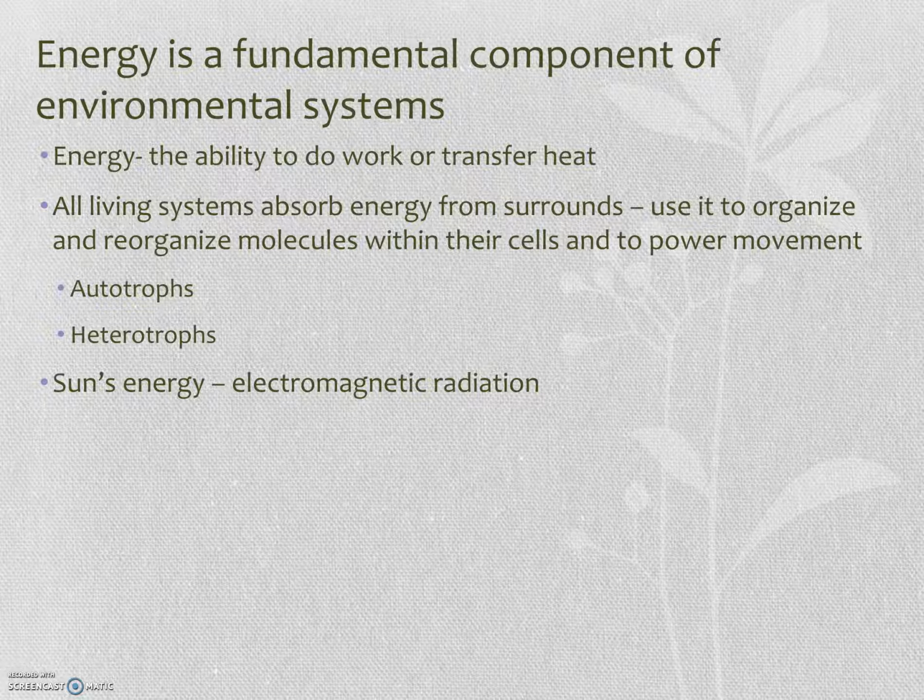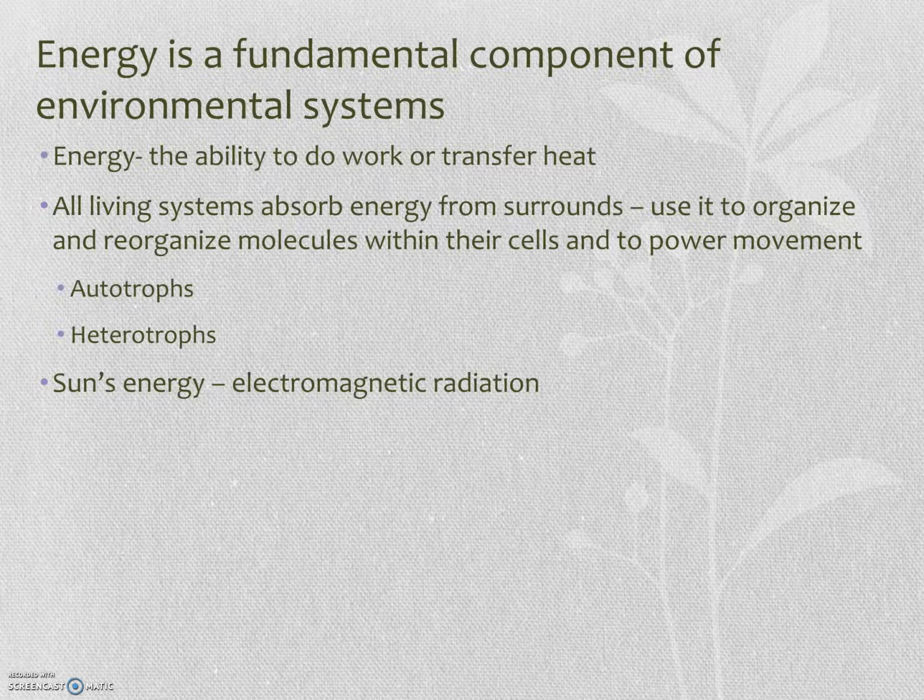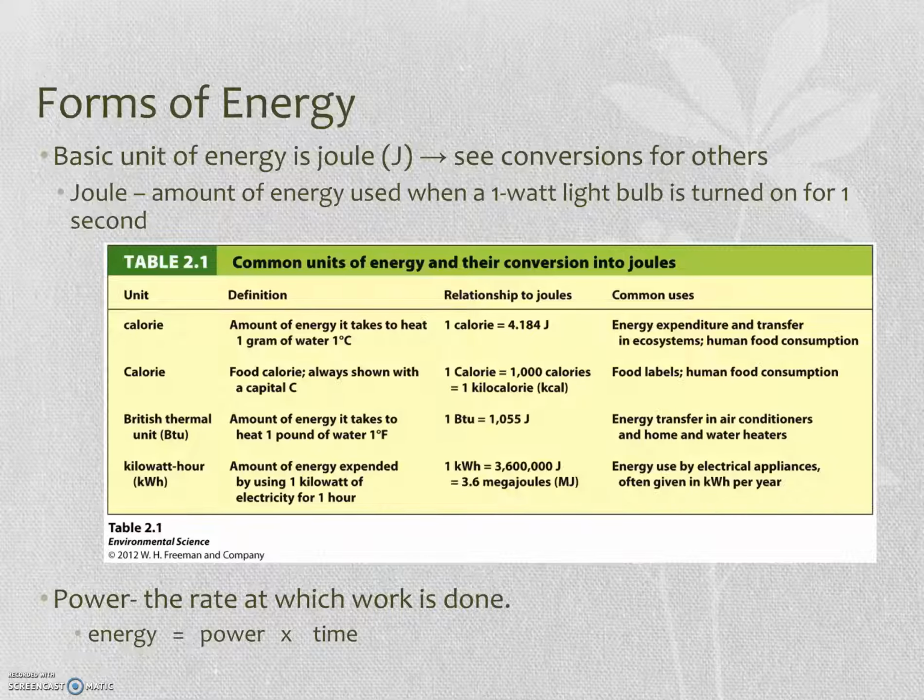So if we're looking at living systems and energy, they all absorb energy from their surroundings. We have autotrophs, which make their own food, and heterotrophs, which must consume food. The sun's energy is a form of electromagnetic radiation. Our basic unit of energy is a joule, and a joule is the amount of energy used when a 1-watt light bulb is turned on for 1 second.